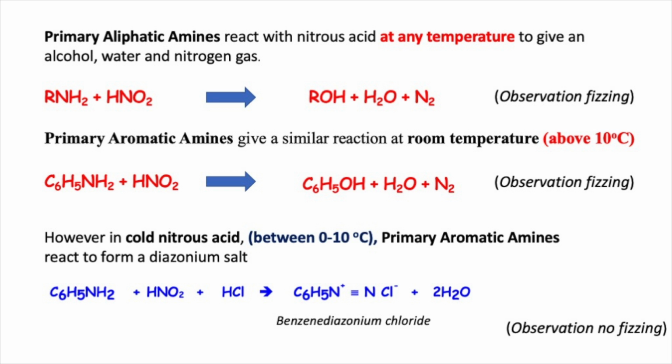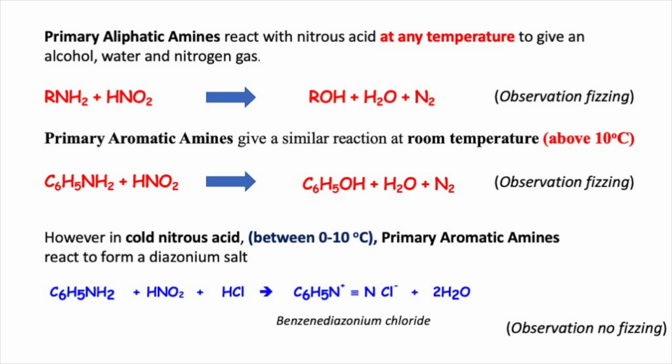Now a different reaction takes place if you have a primary aromatic amine such as phenylamine and you react it with cold nitrous acid. That is nitrous acid between around 0 to 10 degrees C, preferably between 0 and 5 degrees C. In this case, the primary aromatic amine will react with the nitrous acid to form a new compound called a diazonium salt. So this equation shows what takes place.